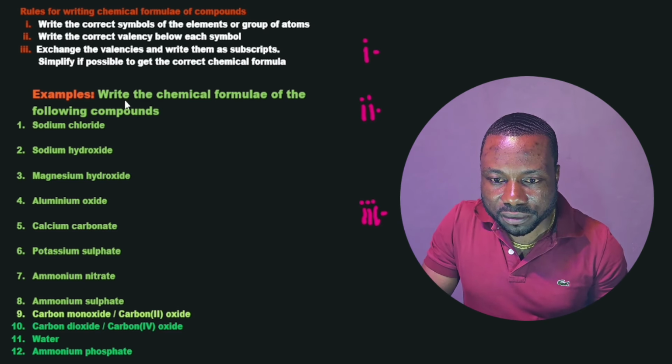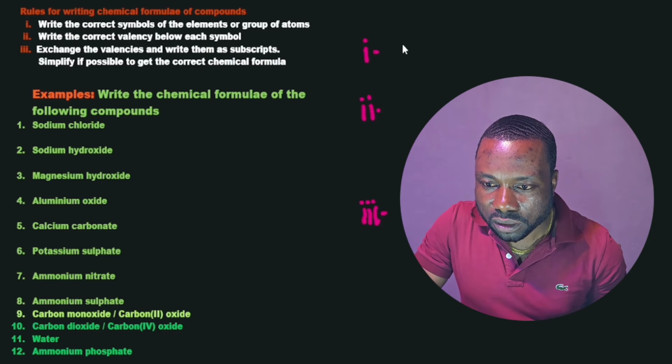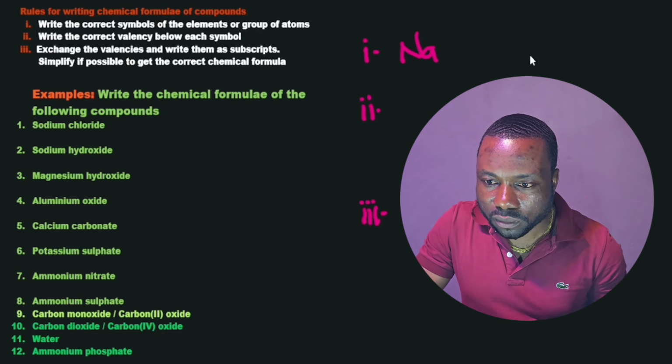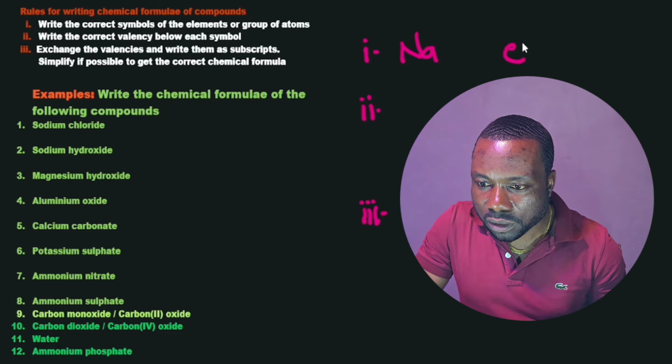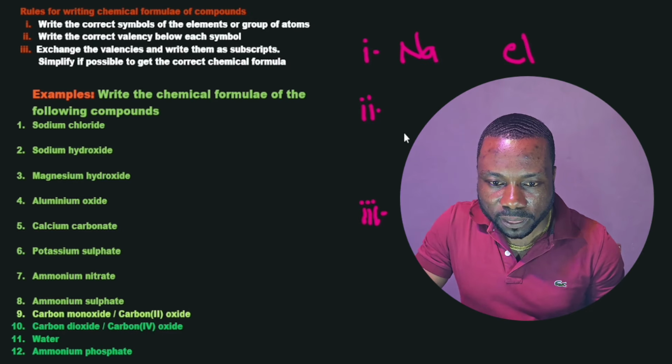So examples, write the chemical formulae of the following compounds. The first example here is sodium chloride. How do we write sodium chloride? We follow the first rule that says the correct symbol of the element. The correct symbol of sodium is Na from nation. Chloride is coming from chlorine. So the correct symbol of chlorine is Cl from cold. Now, what's the valency of sodium?